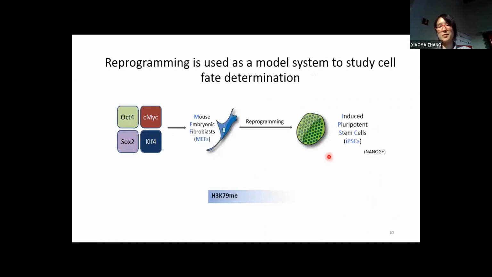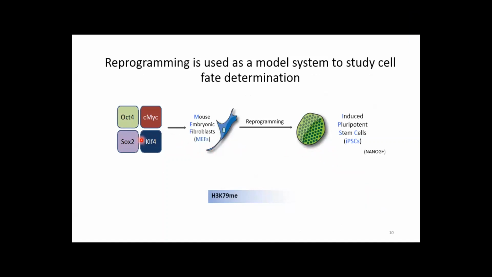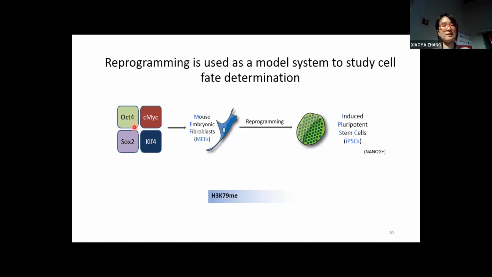So in the lab, reprogramming can serve as a great model for studying pluripotency acquisition. We can induce the expression of the Yamanaka factors, the OSKM transcription factors, in mouse embryonic fibroblasts, MEFs. And this can activate certain programs and reprogram the somatic cells back into a pluripotent state that is functionally equivalent to embryonic stem cells. So we call them induced pluripotent stem cells. They can express pluripotent markers like NANOG, so we can stain with NANOG antibody and use the NANOG colonies as an indicator for reprogramming efficiency.